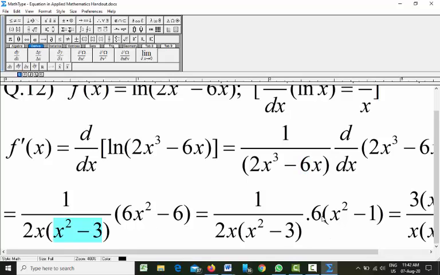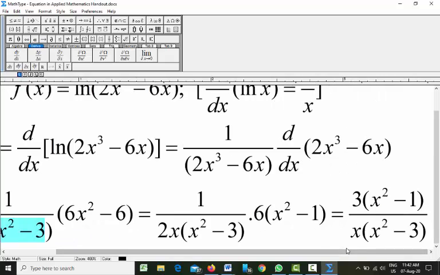And as I said, if you take 6 common from this one, we will have 6 into x square minus 1. So this 6 and this 2, we can apply the process of cancellation, and we will have 3 there. So 3 multiplied by x square minus 1 will get multiplied by this 1. So in the numerator, we will have 3 into x square minus 1. In the denominator, this 2 has been cancelled out, so we will have x into x square minus 3. So that's the answer.